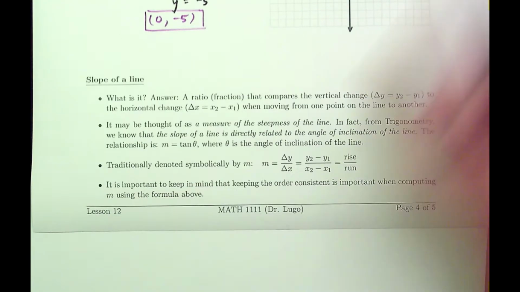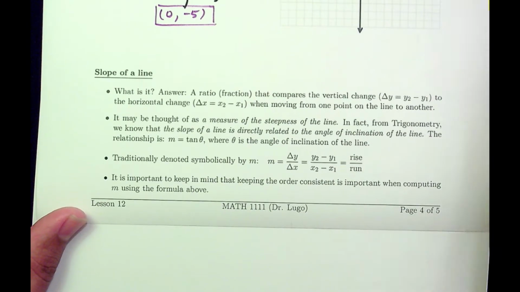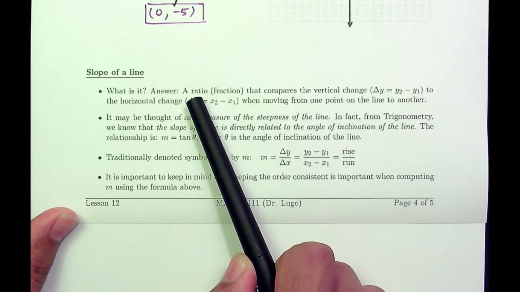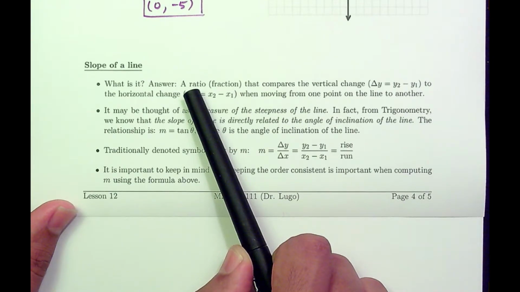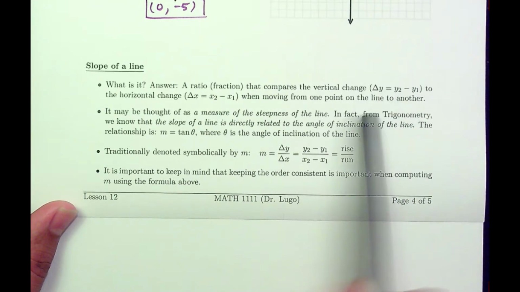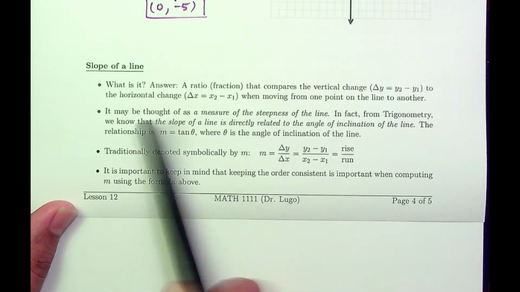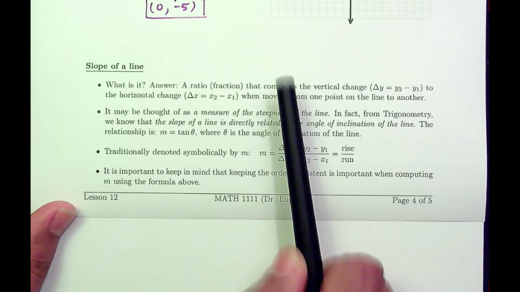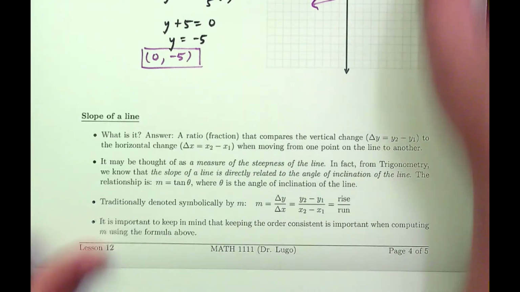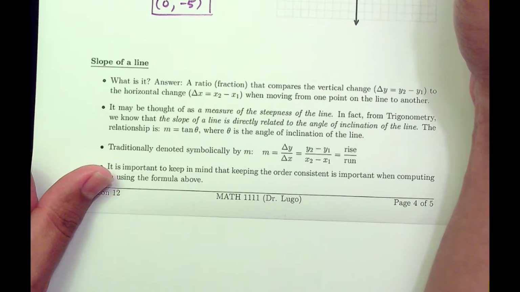So you have 2 points in the plane, and the slope is just a comparison expressed in the form of a ratio or a fraction that is going to compare the vertical change, the vertical movement, to the horizontal movement. So vertical displacement over horizontal displacement. And that's all that the slope is.